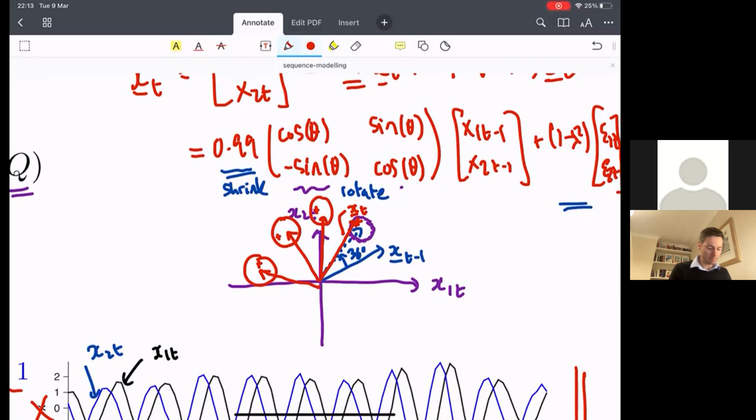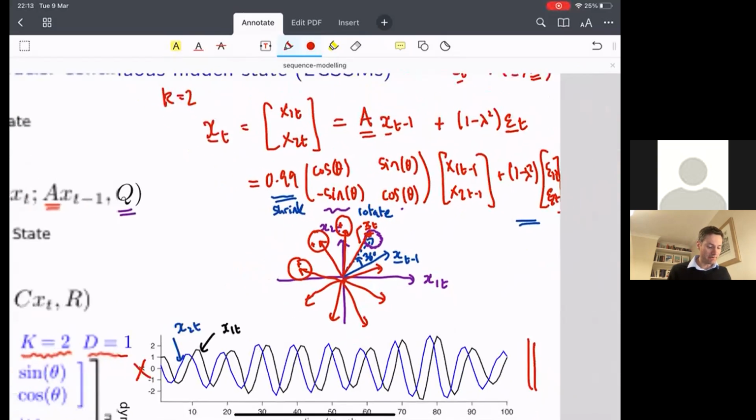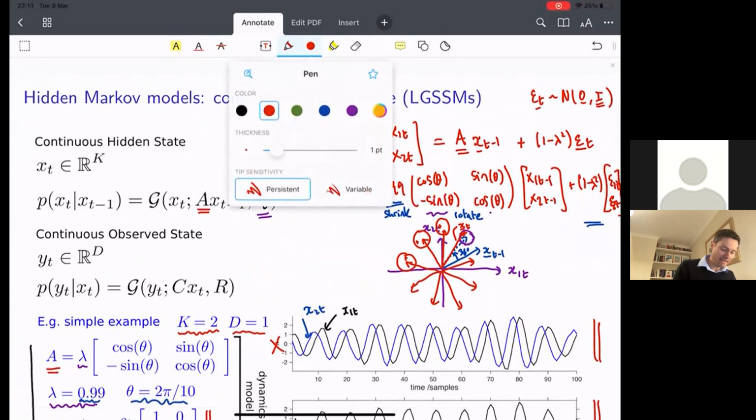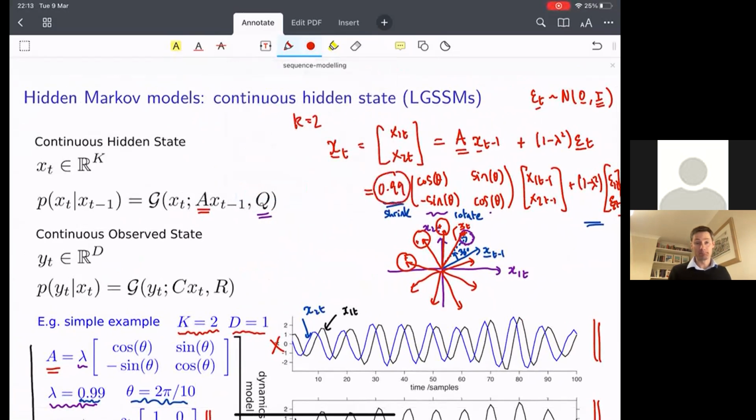So we keep doing this process, and you can see that over time, the phasor defined by the latent state is going to rotate around, not in a perfectly sinusoidal way because of the Gaussian noise that we're adding. And again, this factor of shrinkage out the front here is playing exactly the same role as lambda in our first order Gaussian autoregressive model. It's damping out some of the noise.